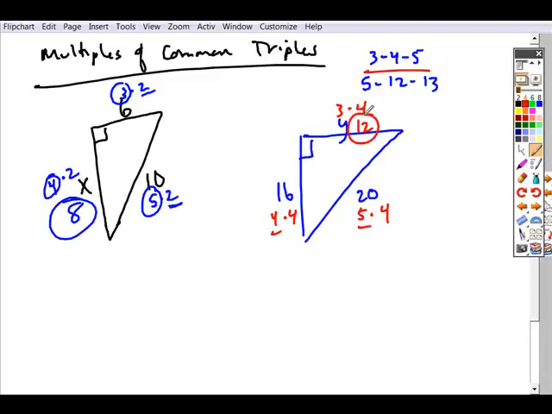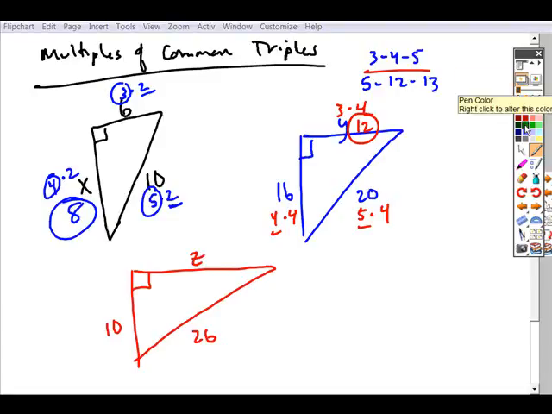Okay, now, do you need to know this in order to answer these questions? No. You can always use the Pythagorean theorem to confirm it. This, however, just allows you to do it without having to work with large numbers. Okay, so if I gave you something like this, what would z be in this case?